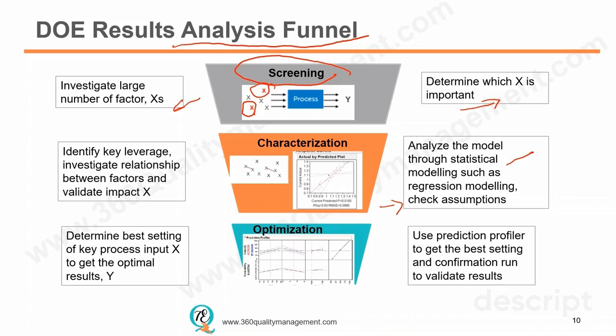We only focus on the X which is important, and we will start to optimize all those important X's to get optimum results in Y, where we will use the prediction profiler to get the best setting, and also a confirmation run to validate the results. So it starts from screening, characterization of the factors X, and finally the optimization.